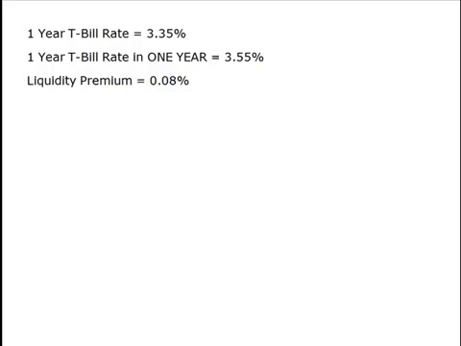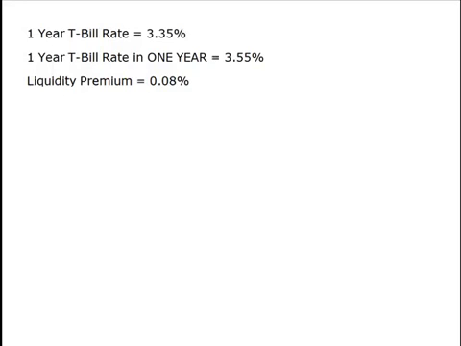So if I put my money in a 1-year T-bill that currently pays 3.35%, and a year from now that T-bill rate is going to have risen to 3.55%, what this theory says is that I should get a premium because I can't cash out the T-bill that I bought at 3.35 and exchange it for one that pays me a higher interest rate. So this whole concept is a function of a rate that rises once I've already got my money tied up.